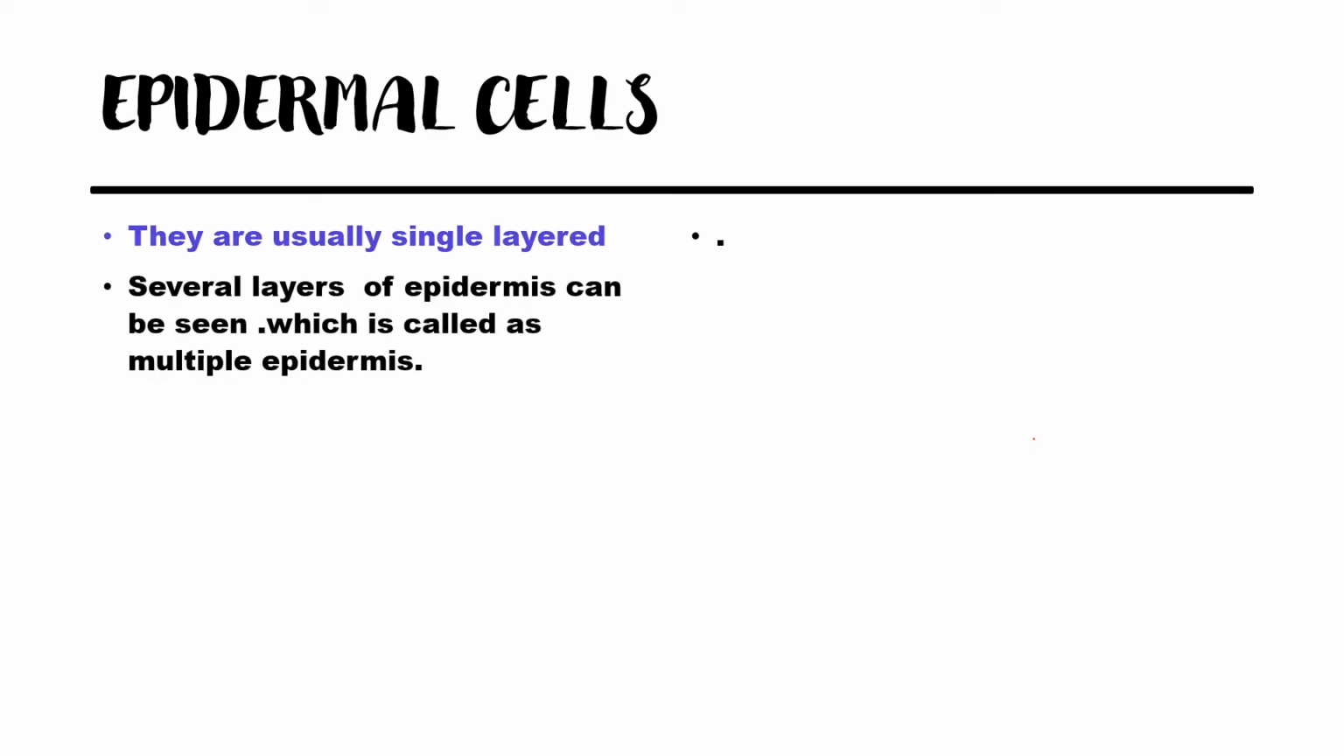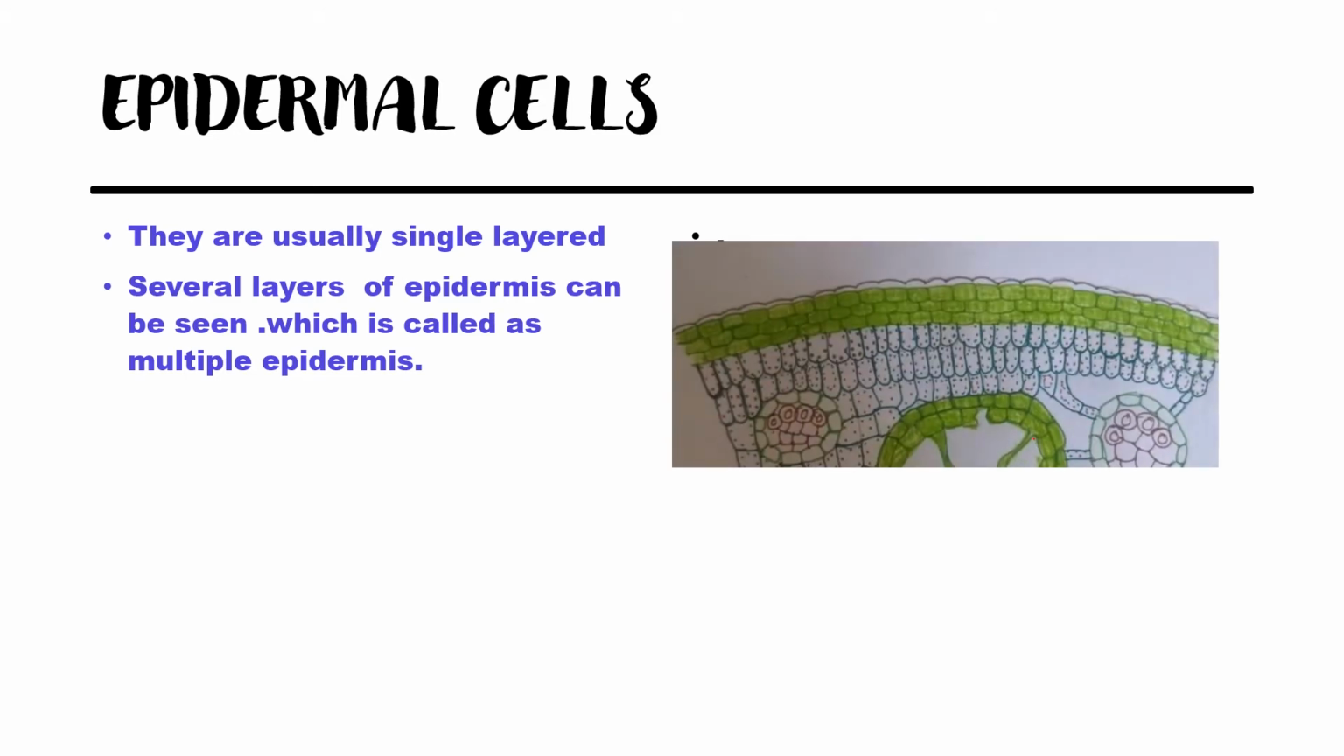If we look at the arrangement of the epidermal cells, they are usually single layered, but also in some plants we find several layers of epidermis are present, and they are called as multiple epidermis. The important example of this kind of plant is ficus and nerium.